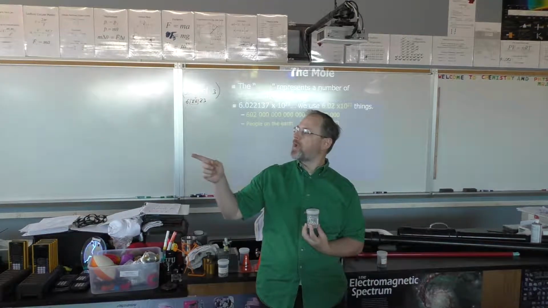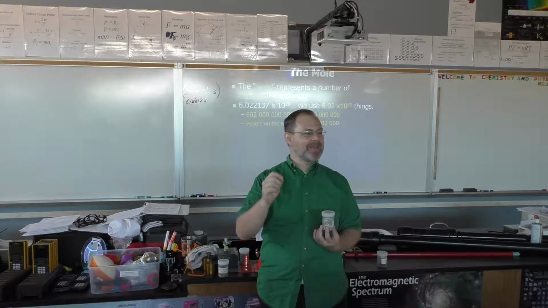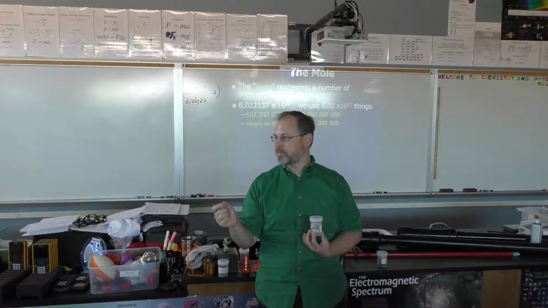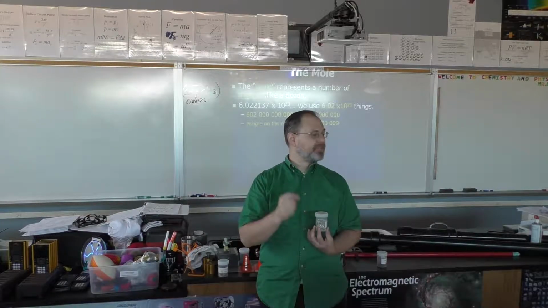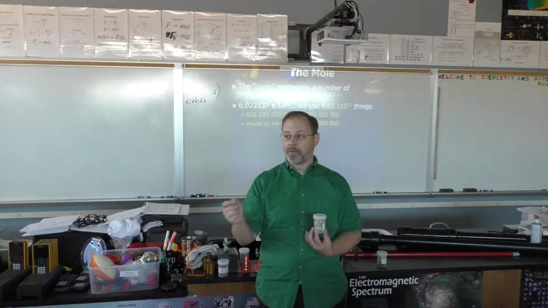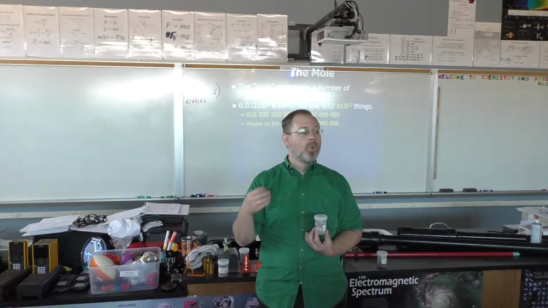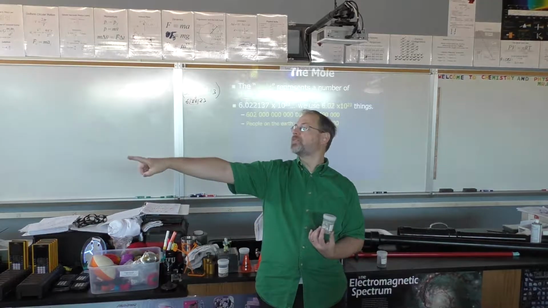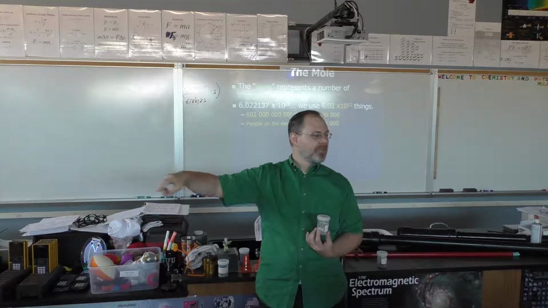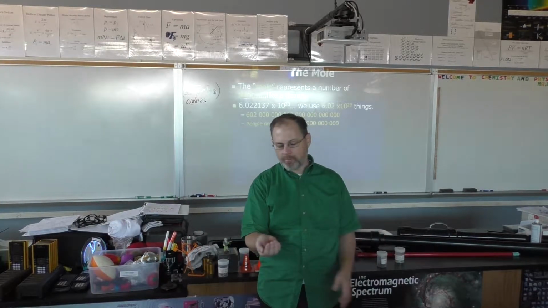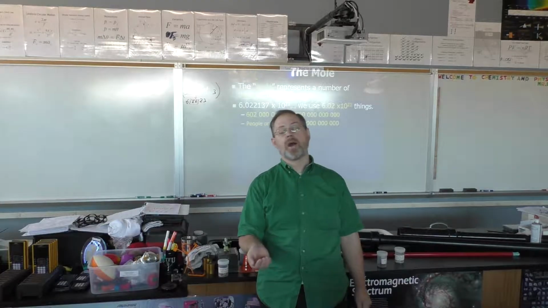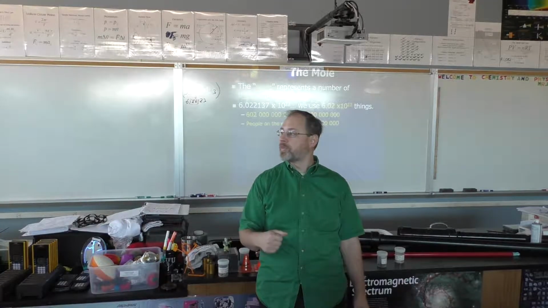If you look at the molar mass on the periodic table, that is the mass of 1 mole of those atoms. That is the mass of 6 times 10 to the 23rd of those atoms. So 1 mole of bismuth atoms would weigh 209 grams. So if you have 209 grams, you have 1 mole. If you have 1 mole, you have 6 times 10 to the 23rd atoms.